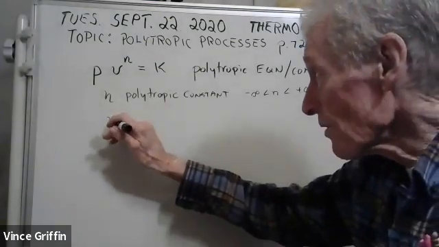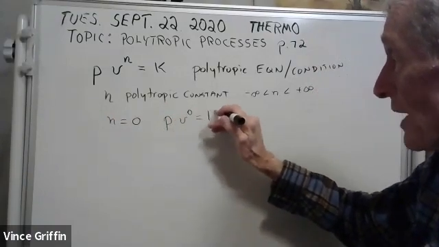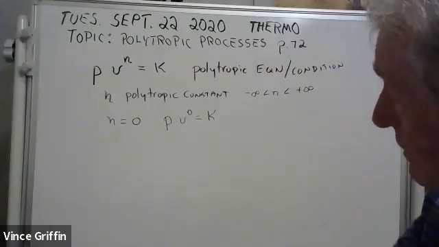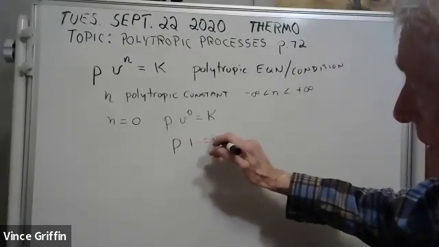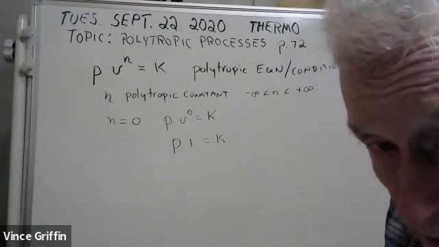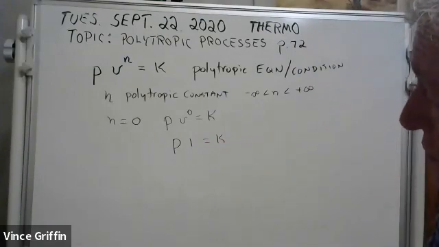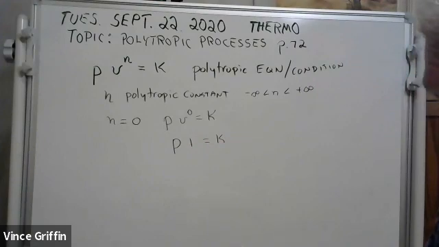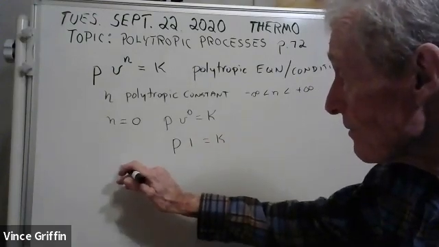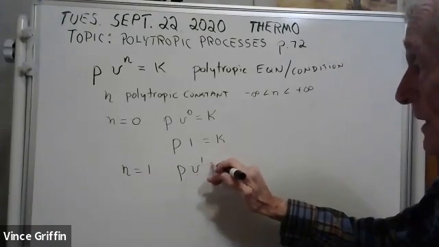Now, for instance, if n equals zero, then what you have is PV to the zero equals K. Now, V to the zero, anything to the zero is just one. So you just have P times one equals some constant. Hey, that's an isobar, you know it? If P is equal to some constant, they call that an isobar. So the polytropic constant will fit an isobar.